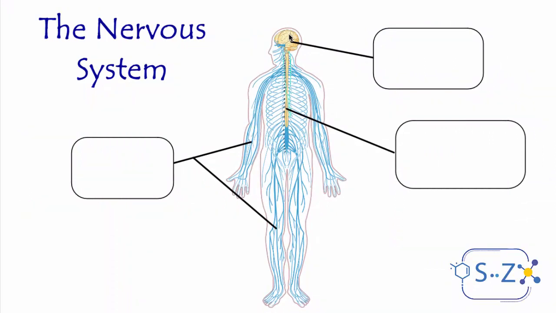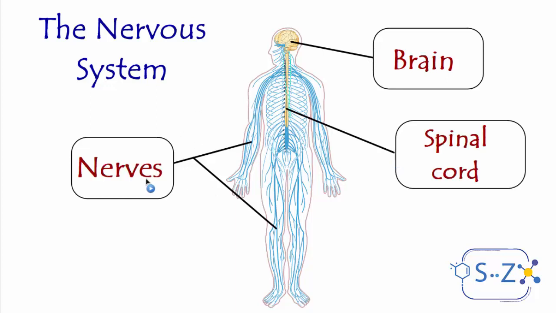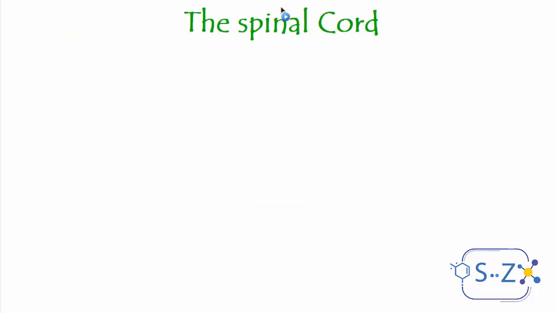We said that the nervous system of vertebrates, like humans, is made of the central nervous system, which is made of the brain and the spinal cord, and the peripheral nervous system, which is made of nerves. Now, let's take the spinal cord and study its structure.